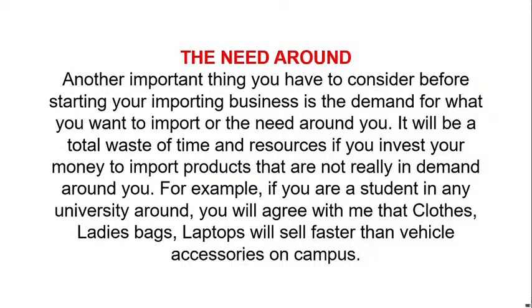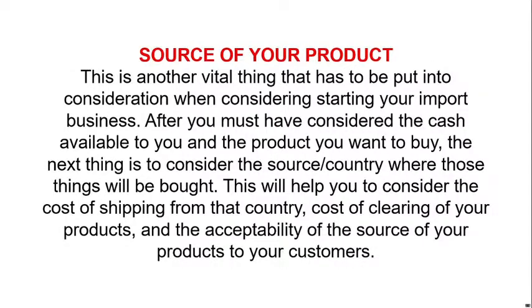Then the next one is the source of your product. What you want to buy will determine the country you are going to, or the market you are going to buy from. This is a vital thing when you want to go into the importation business. After you must have considered the amount of money you have and the products you want to buy, the next thing is to consider the source where those things will come from. This will help you consider the cost of shipping from that country. Now, when you are buying from different countries, the cost of shipping is different, and the cost of clearing those goods is also different.